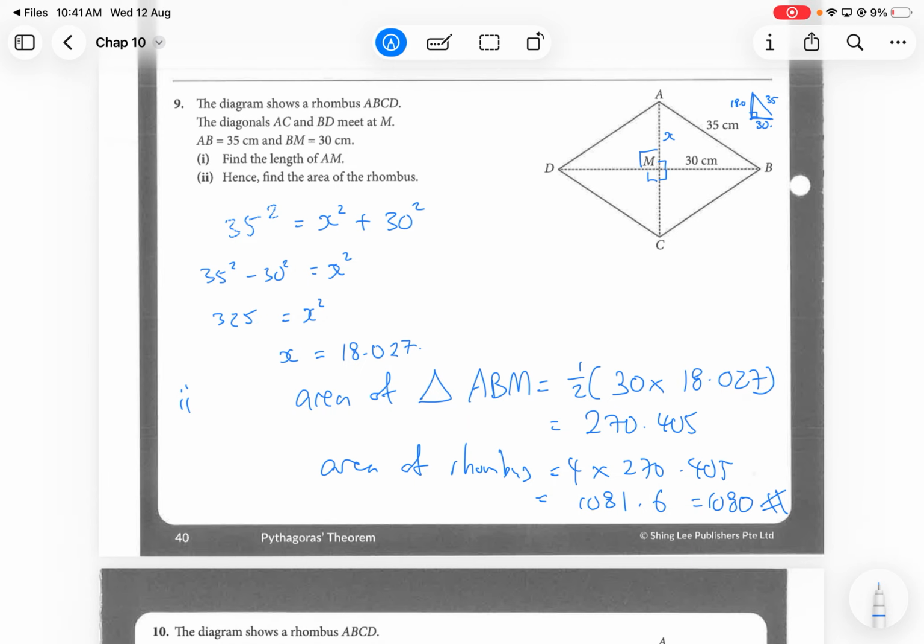How do I know? Pythagoras. I have 20, I have 21. I have a right angle triangle. Why can I not find AB?